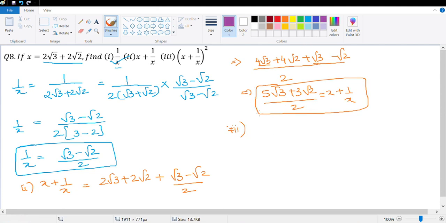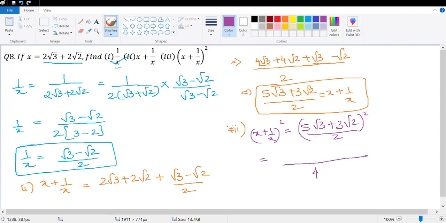Next part of the question is x plus 1 upon x whole cube. No, not whole cube, whole square. So x plus 1 upon x whole square would be equal to 5 root 3 plus 3 root 2 upon 2 whole square. So this is numerator whole square upon denominator whole square. Denominator is 2 into 2, that's 4. This is in the form x plus y whole square, which means x square, that's 5 root 3 whole square, plus y square, that's 3 root 2 whole square, plus 2xy, that's 2 times 5 root 3 multiplied with 3 root 2.